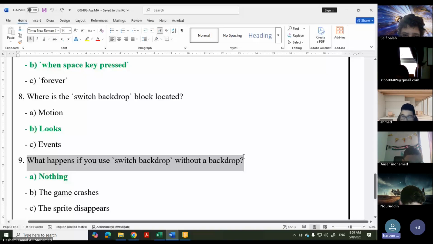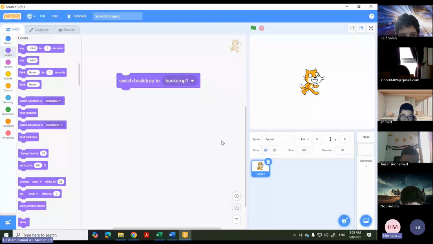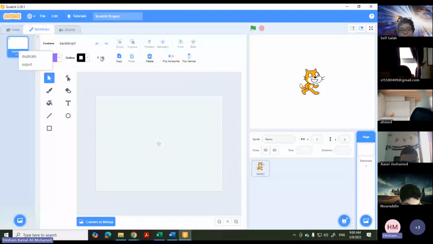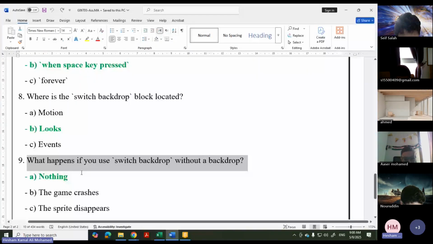What happens if you use switch backdrop without a backdrop? Okay, here, as you can see, you are saying switch backdrop. But if I go here to the backdrop, without even a backdrop selected, nothing will happen. That's the right answer. If you choose switch backdrop without a backdrop, nothing will happen. The answer is nothing.